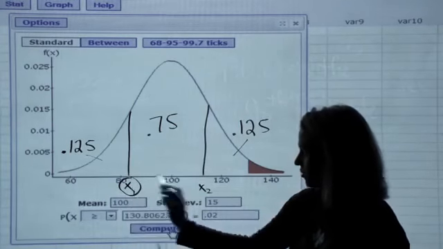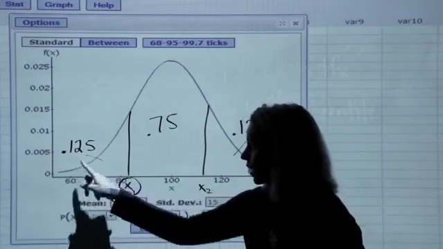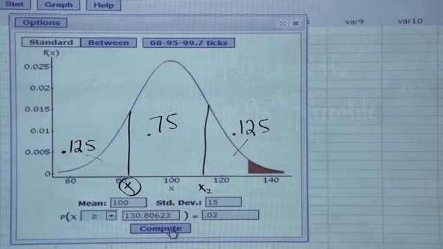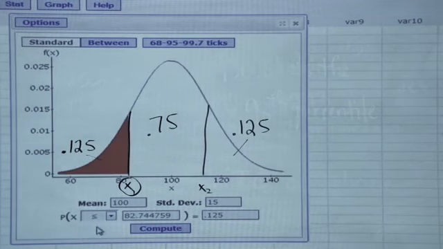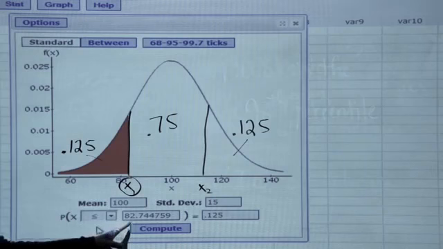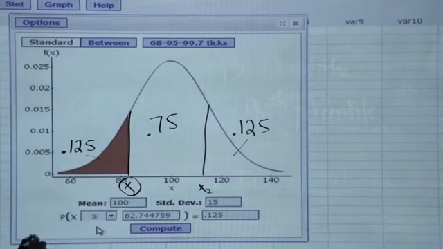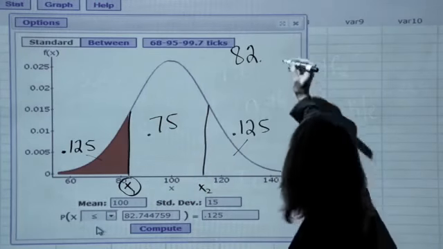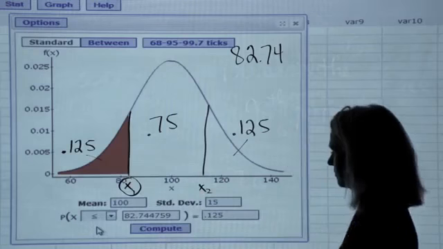If I want to try to find this IQ right here, I could say, hey, the area below that IQ is 0.125. I'm going to put 0.125 in this area box. And I'm looking for when x is less than that value. Wow, how did I do that? That's pretty cool. So it turns out that that IQ is about 82.74. I still can't believe I did that. So that's one of the answers to our problem. Not both of them here, but I'll mark that one down. We got one of them was 82.74. That corresponds to this one.